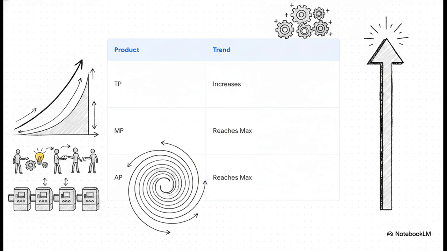Meanwhile, marginal product, again, that's the extra output from each brand new hire, is rising, hits its absolute peak right at point M, and then starts to decrease, even though it's still safely in the positive. And average product, the overall output per worker, is increasing throughout this entire stage, hitting its absolute maximum right at the end. Why does this happen?